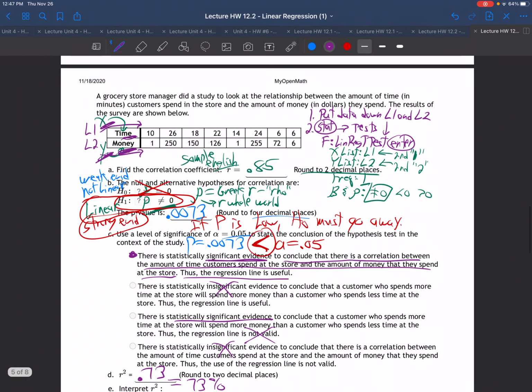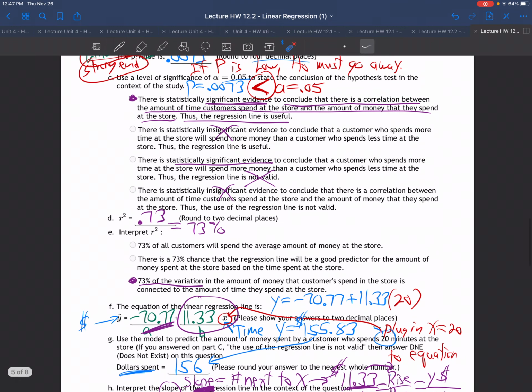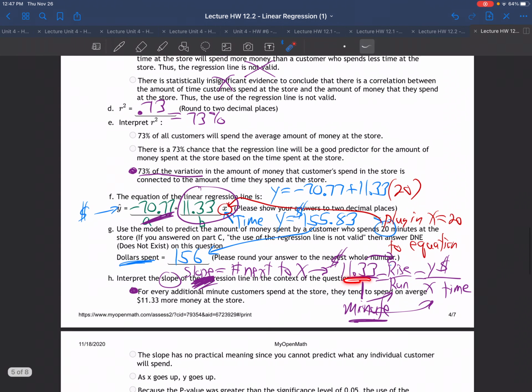So there we go. We get a lot out of that connection. There is strong evidence that time spent in the store is money. In fact, it's $11.33 for every minute. That's what the slope means. Slope is rise over run. $11.33 every minute, and if somebody spent 20 minutes, they would spend on average $156.